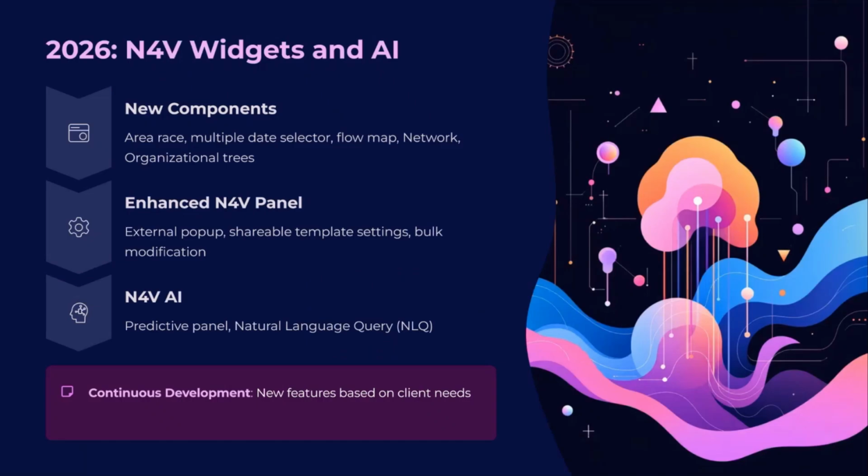Next slide. So 2026. So 2025 was great, full of innovations, full of making the product robust and adding on to an already powerful tool set to make it the most powerful tool set on the market. In 2026, we're going to take that even further. We're going to introduce new widgets and have AI be a huge backbone and focus on the product. So we're going to have some new components coming, area race, multi-date selector, flow map, new organizational trees.